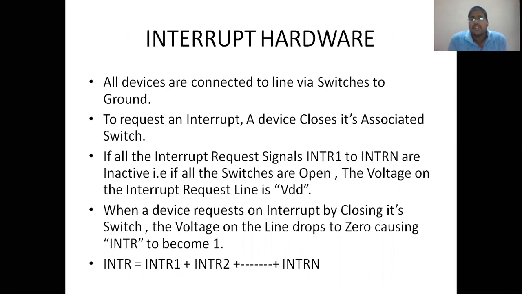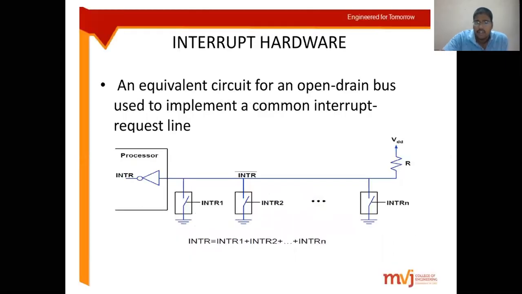So, interrupt hardware. All the devices are connected to a line via switches to the ground. That means all the devices are connected via switch to the ground. That's what I have shown now. So if any device wants to request an interrupt, what is it going to do? It will close the switch. Whenever a switch is closed, then the voltage will pass through it. That's what I have told now.